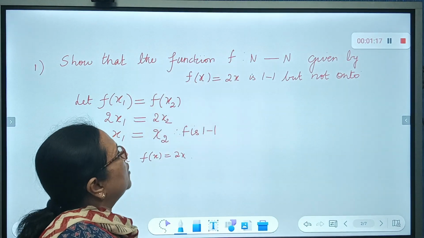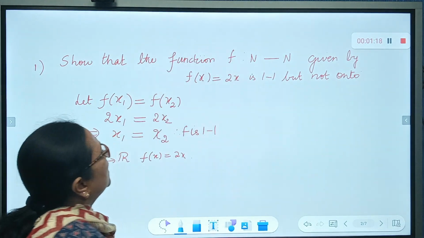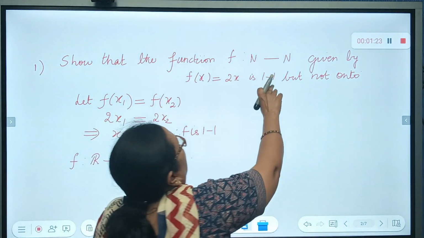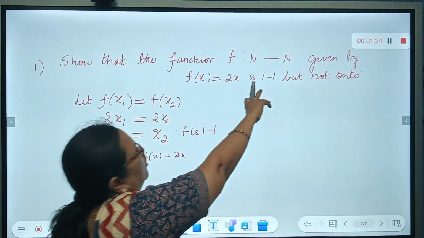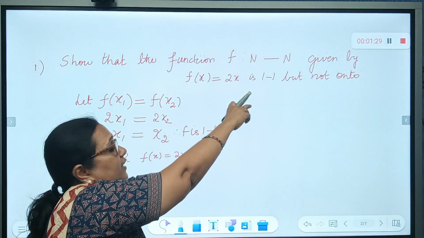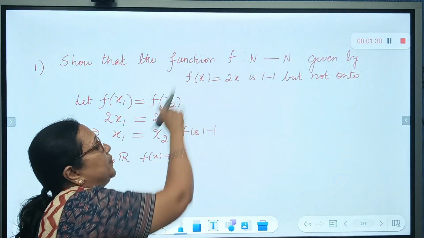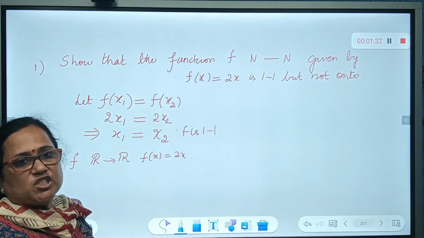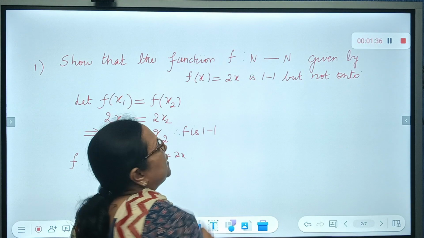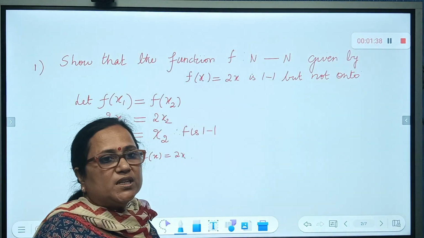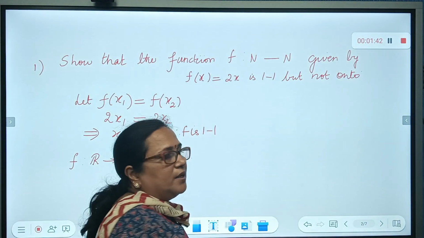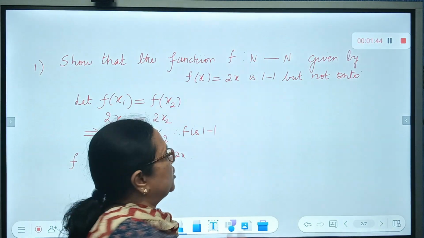Now, what about onto? As I told you, you also need to develop an intuition. Do you think it will be onto? What is the meaning of being onto? Every element in capital N, the codomain, should have a pre-image in the domain, which is N. You can already see f of x is only a multiple of 2. Therefore, it is an even number. So, if I take an odd number, it is not going to have a pre-image.